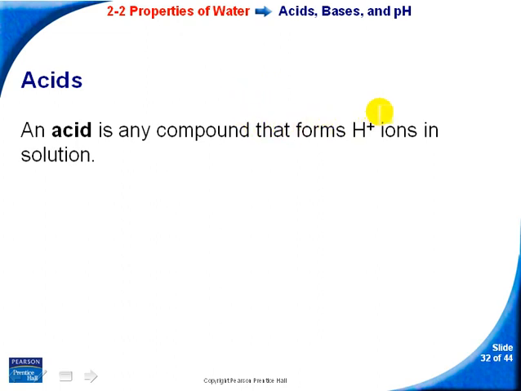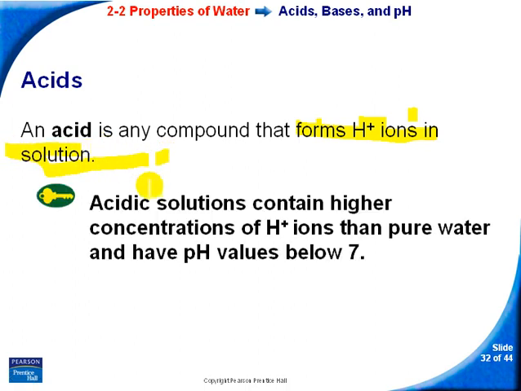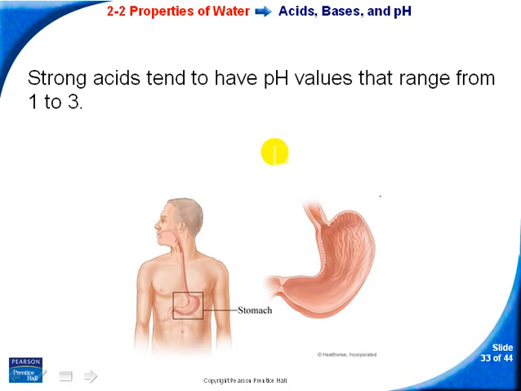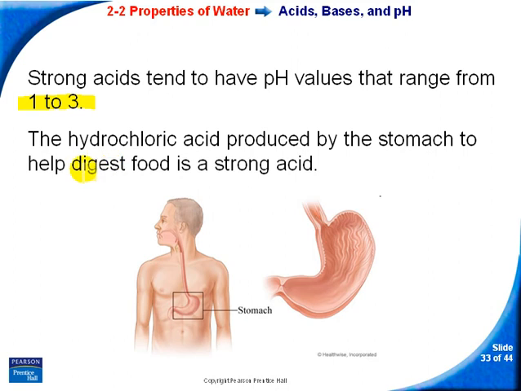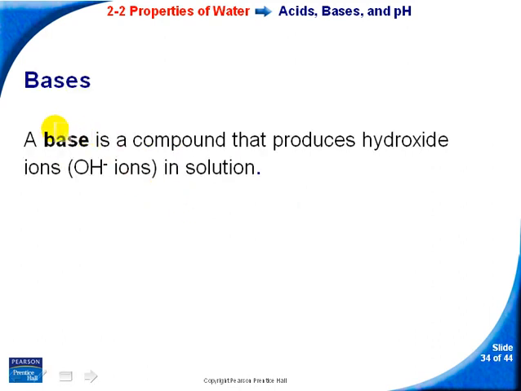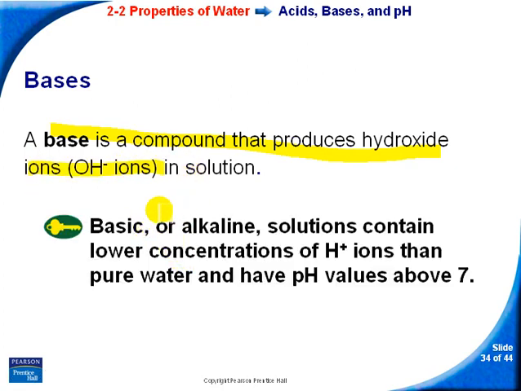So an acid is any compound that forms hydrogen ions in a solution. And this is just reiterating what we said, that pH values below 7 have more hydrogen ions and they are acidic. So strong acids, really strong acids, ones that can really do harm, are in the range of 1 to 3. And hydrochloric acid, which is what is in your stomach, is a very, very strong acid and helps you digest food.